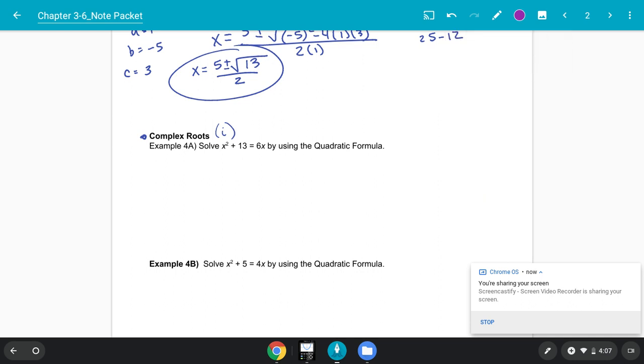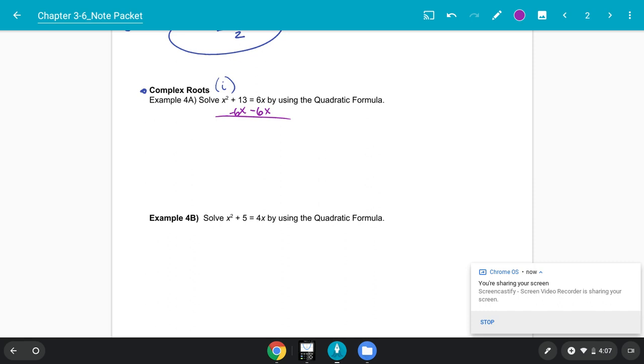In this one, unfortunately, we don't have it equal to 0 on this side. So what we've got to do is minus 6x on both sides. What we're also going to want to do, because that throws a little wrinkle, is make sure we write it in order. So x squared minus 6x plus 13 equals 0. And then I would go A, B, C. A is 1, B is negative 6, C is 13.